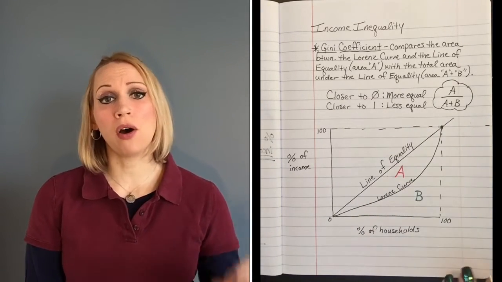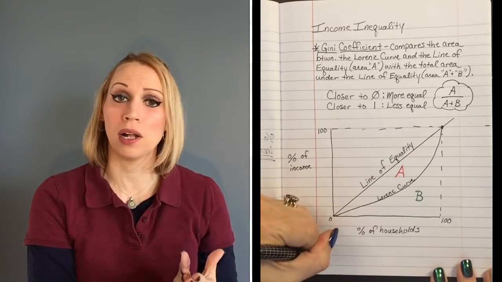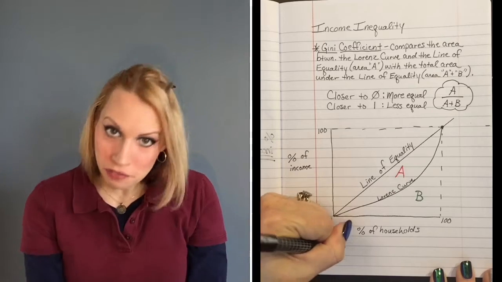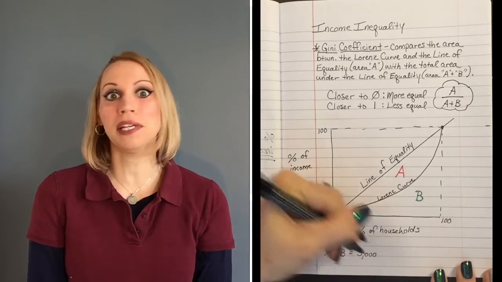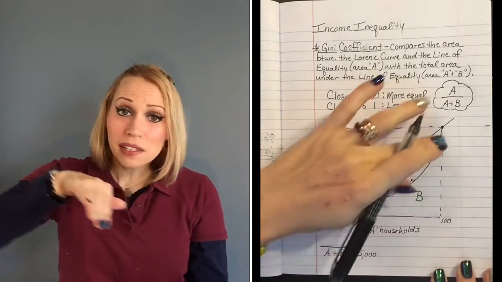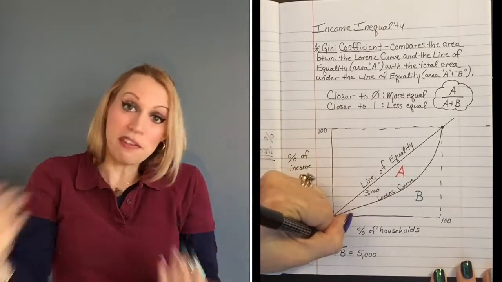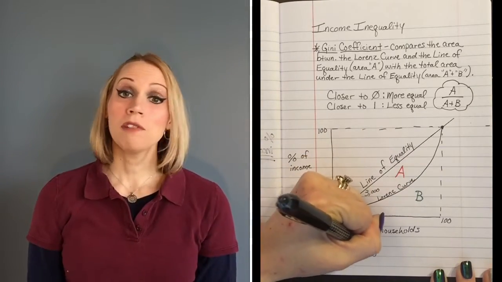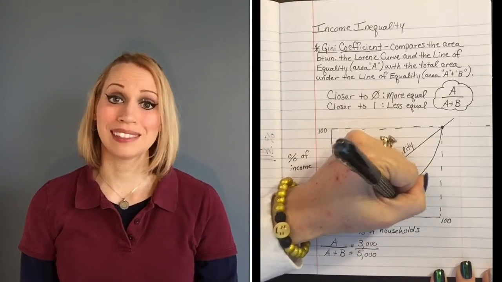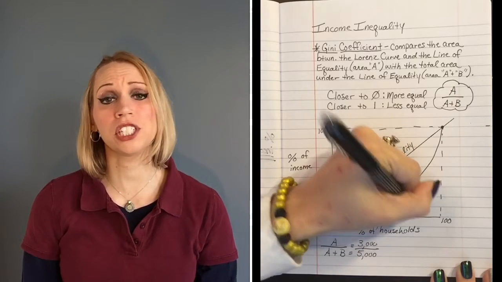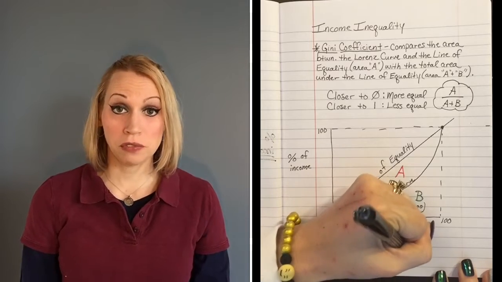Well, now we need to figure out what portion of the gap between the Lorenz curve and the line of equality makes up that 5,000 area. So let's say that it makes up 3,000 of it. So that would mean that the curve is pulled away from that line of equality. It's taking up 3,000 of that 5,000 space. Well, if we were to divide that, that would be 3/5, which would give us a Gini coefficient of 0.6.